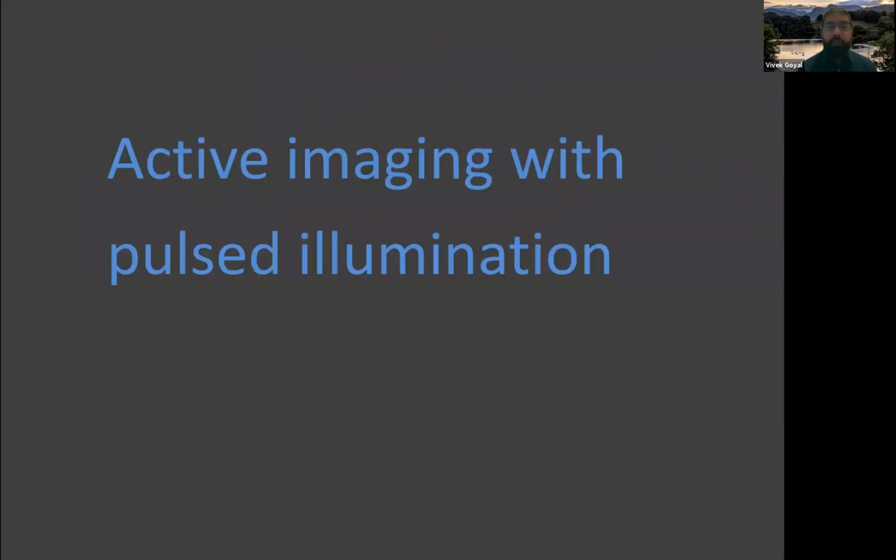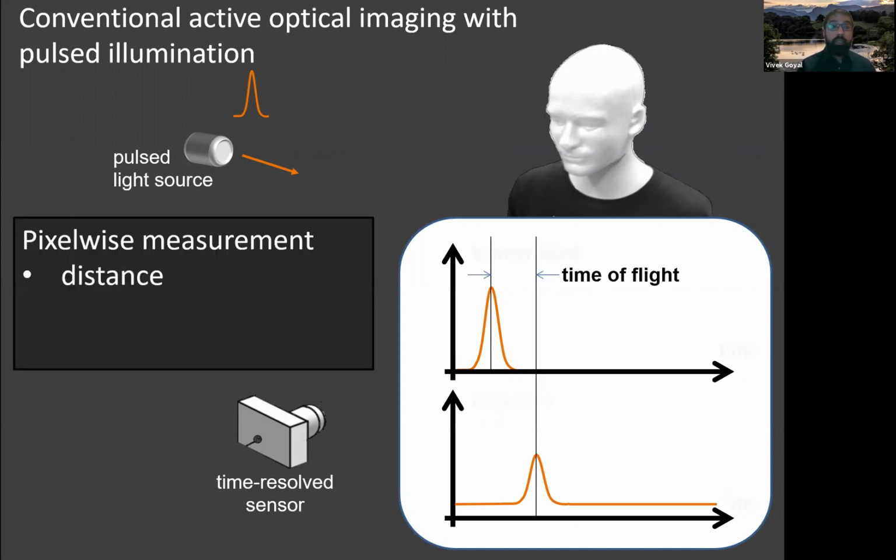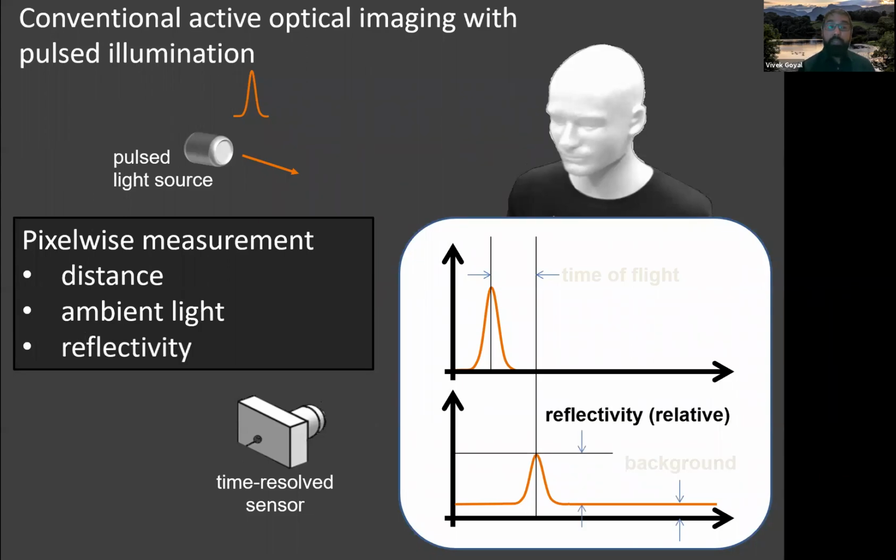I'll explain first photon imaging in detail, starting with the concept of active imaging with pulsed illumination. Suppose we have a pulse-directed light source. Several properties can be inferred from the relationship between the transmitted pulse and the received pulse. The time shift is called the time of flight, and it reveals distance. The baseline offset tells how much background or ambient light is present. And the amplitude of the received pulse over the background gives the reflectivity.